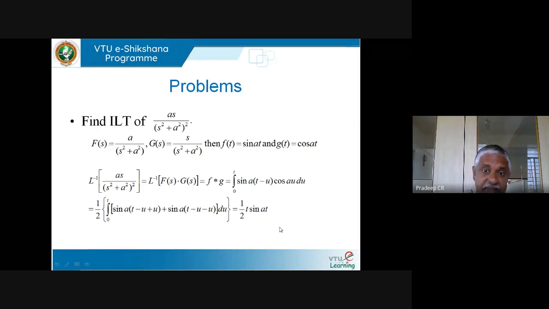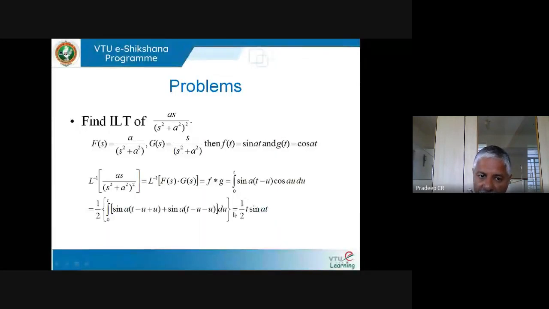Of course, after doing this, one can check it very easily. What have we done here? We have found the inverse Laplace of this to be equal to this. That means the Laplace of this must be equal to this. That's easy to see because we have seen this. How do I find the Laplace of half t sine at? Half I take out, and the remaining thing is the Laplace of t sine at. I know how to find the Laplace of t sine at.